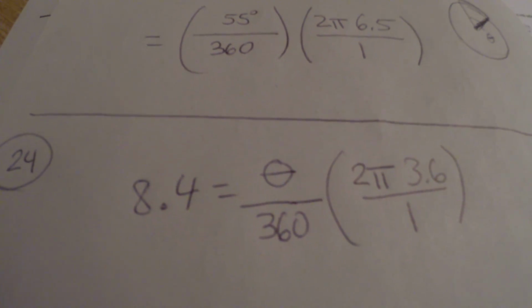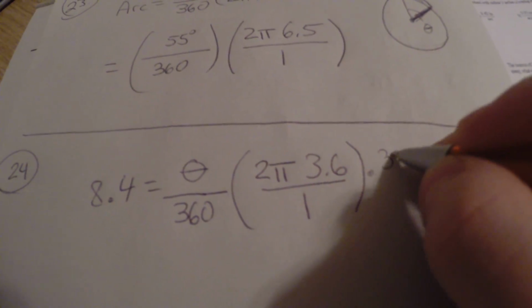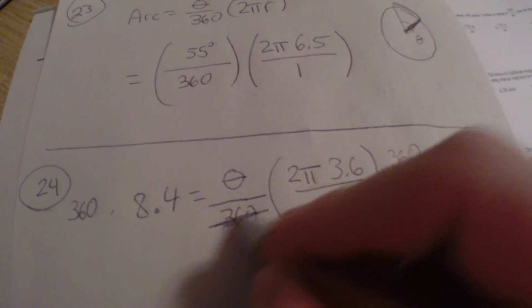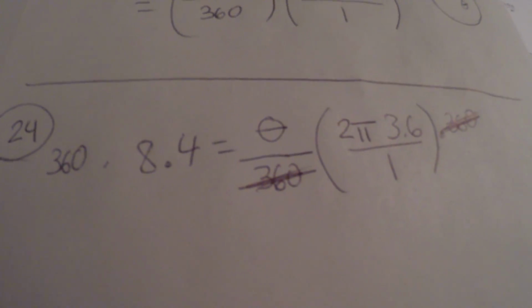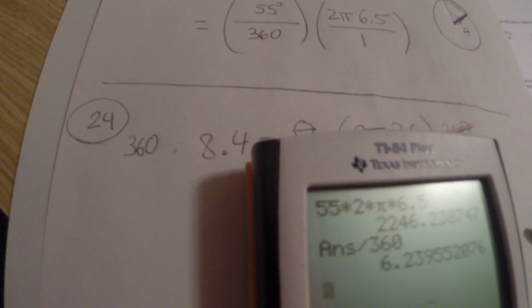So, you know what you do? You get rid of the fractions. Why have fractions if you don't need them? So I'm getting rid of the fractions. I don't need no freaking fractions. Wow. Okay. So this cancels out. Alright. And then I'm going to go ahead and just multiply 360 times 8.4.